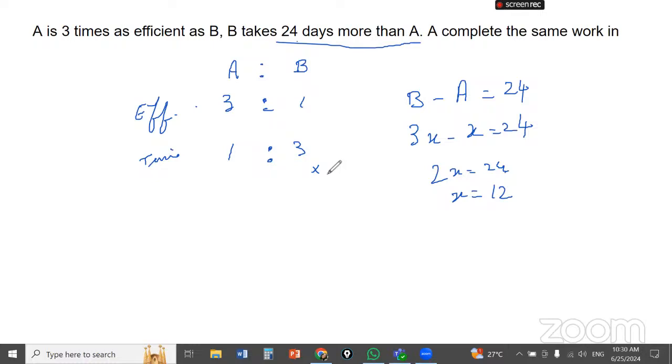Yes, Arjun, you can do it that way also. You'll be getting the same answer anyway. So this is 12 into 12, so this is 36 and this is 12. 12 is to 36. So A can complete the work in 12 days, B can complete the work in 36 days. So the time difference is 24 days between them. So the answer is 12.